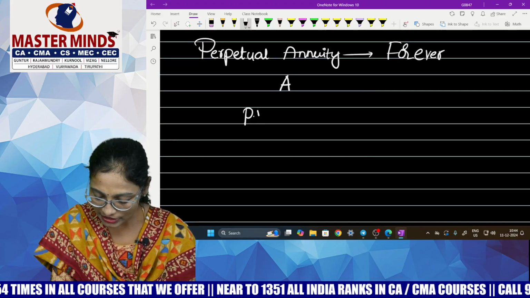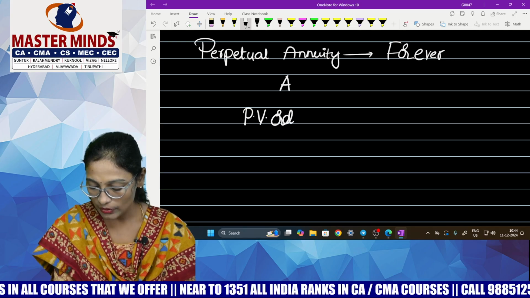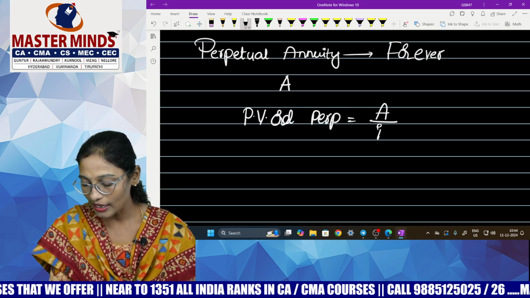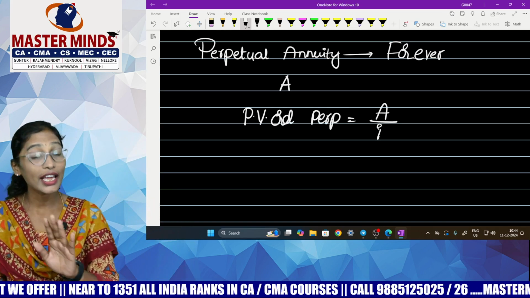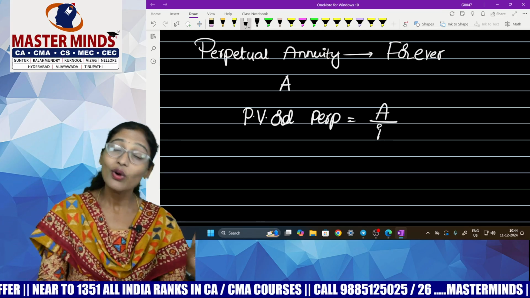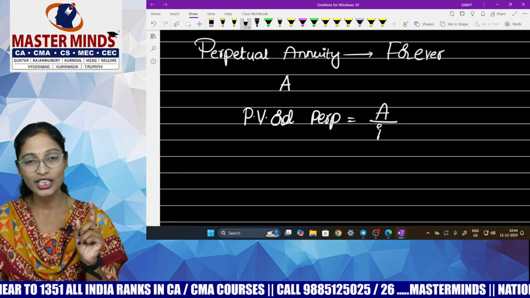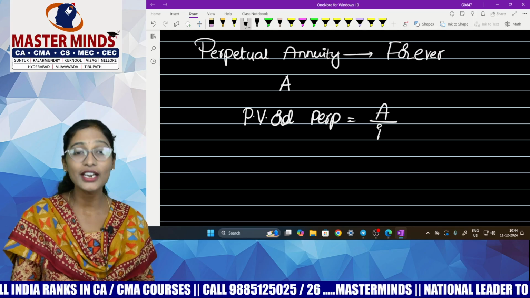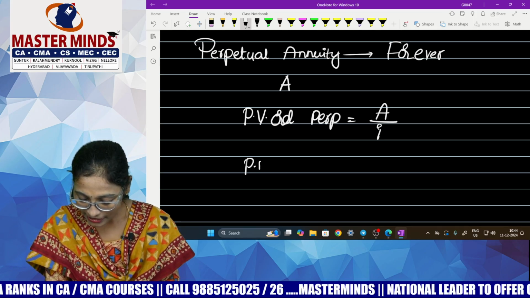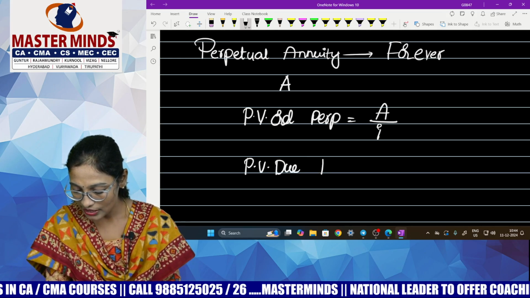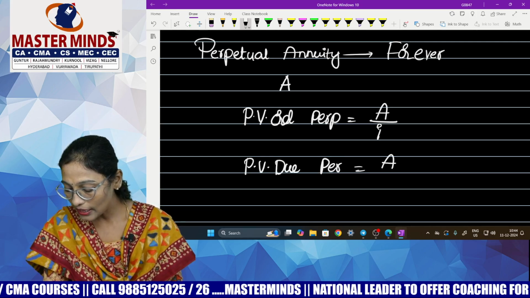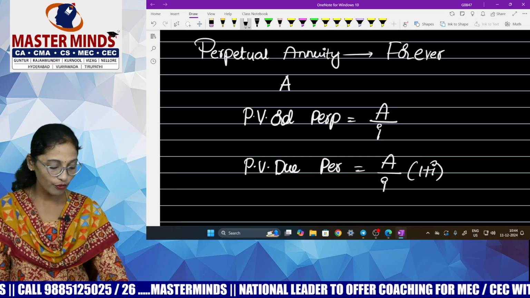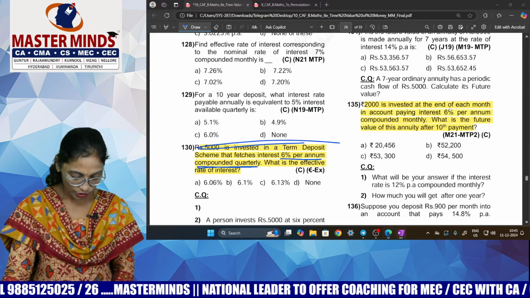So what is the present value of ordinary perpetuity? The formula for present value of ordinary perpetuity is A by I. Here, what is A? It's not an annuity, it is perpetuity. What is the difference between annuity and perpetuity? Both are annuities. Here the time period is infinite, there the time period is finite. Like that, present value of due perpetuity is equal to A by I into (1 plus I). These are the formulas for present value of ordinary perpetuity and present value of due perpetuity.